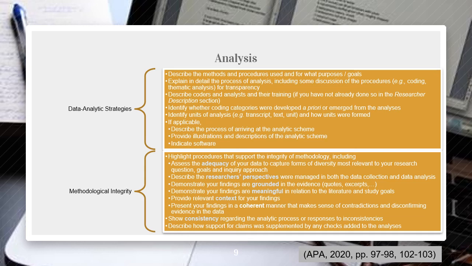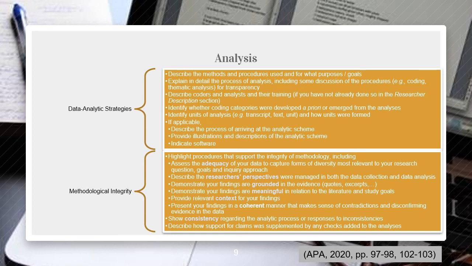Finally, you'll end with providing evidence of the trustworthiness of your data and data analysis, and in doing so, you will assess the adequacy of your data to capture the forms of diversity most relevant to your research question, goals, and inquiry approach. You'll describe your own perspectives and how they were managed in both data collection and data analysis. You're going to demonstrate how your findings are grounded in evidence, such as the use of quotes and excerpts. You'll demonstrate your findings are meaningful in relation to the literature and study goals.